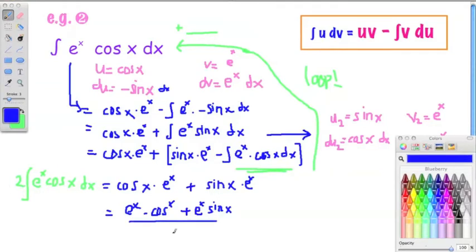And we divide it into 2. So plus c. That's the final answer.